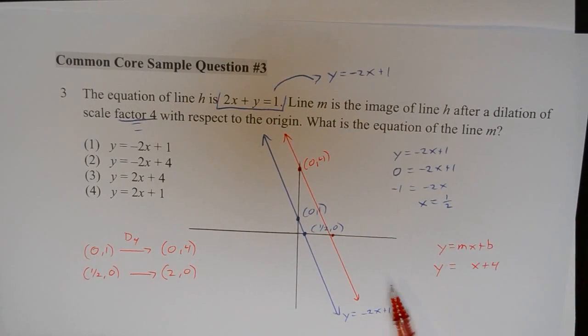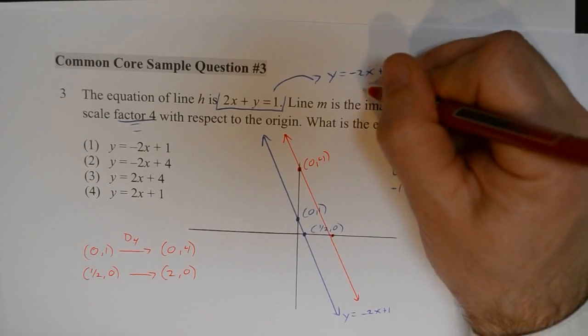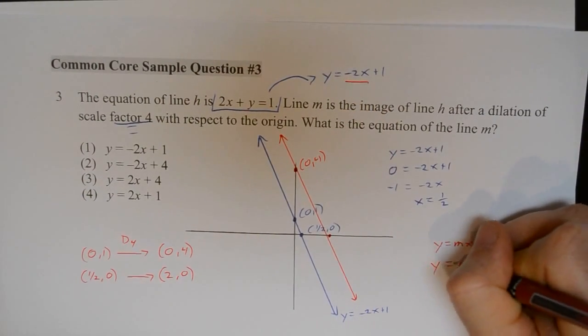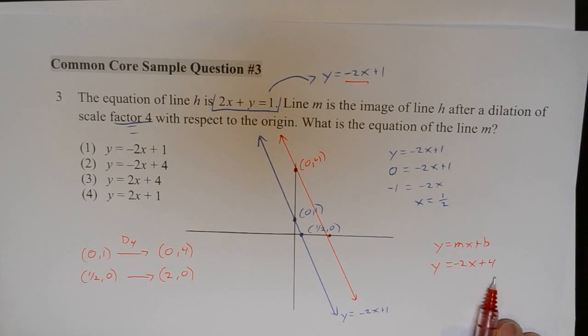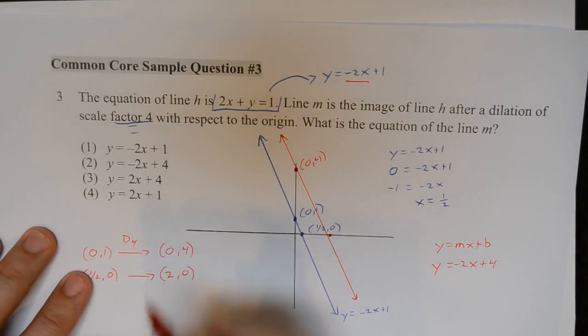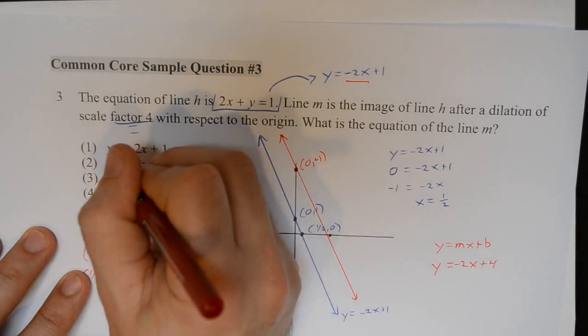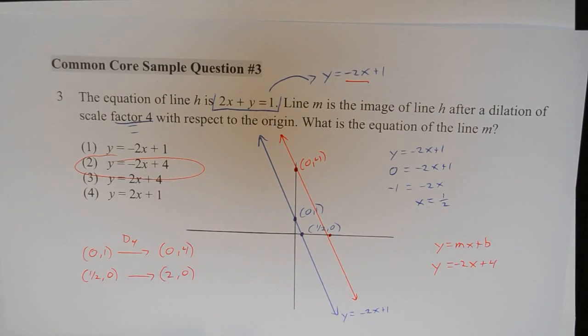Well, hold on a second. If it's parallel to the original line, then it's got to have the same slope, doesn't it? Since the original line had a slope of negative 2, so does this one. So y equals negative 2x plus 4 is the answer that we're looking for. Negative 2x plus 4. Make sure I get the right choice there. So that's the answer to this question.